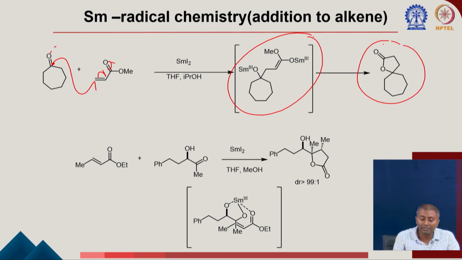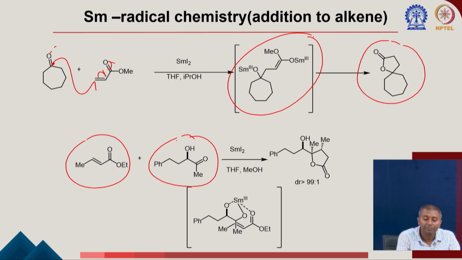And then there is another example here. Again, these are intermolecular examples. You have an ester and you have a carbonyl group, so you have an alpha hydroxy carbonyl group. If you have an alpha hydroxy carbonyl group, this hydroxy acts as a directing group here. So the samarium is going to bind and form this type of species first, and now what is going to happen? It can form this type of ketyl radical here, and this ketyl radical is now going to add here to this alpha beta unsaturated compound.